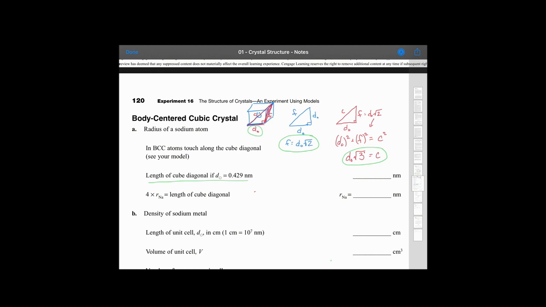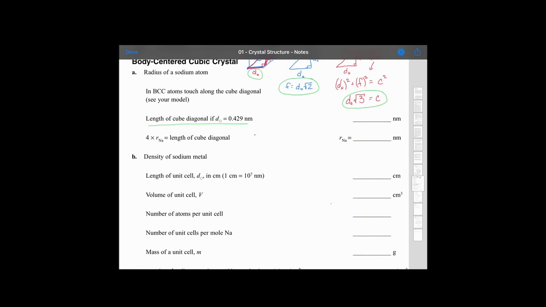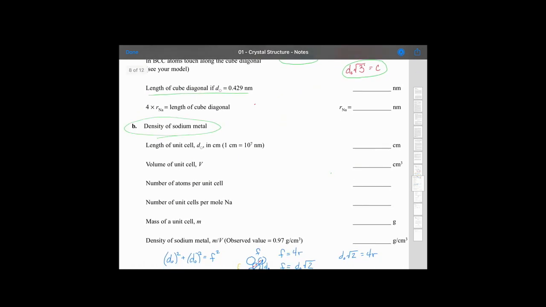0.429 nanometers is going to be plugged in for a D0 times square root of 3. You're going to get some number. All right, so they're asking you to go through and calculate density, right? You're not looking up density in a table somewhere. In fact, they give you that number down here. The point is you're supposed to calculate it.